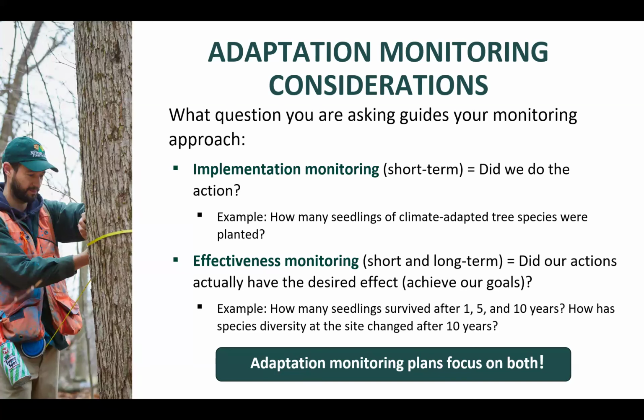Whereas effectiveness monitoring is asking, did our actions actually have the desired effect and achieve our goals? This can have both short and long-term outcomes. For example, here you might ask, how many seedlings survived 1, 5, and 10 years after you planted them? And how has species diversity at the site changed after 10 years?